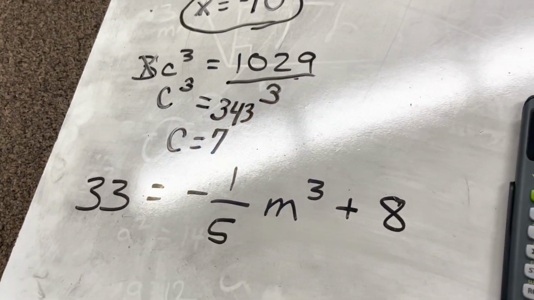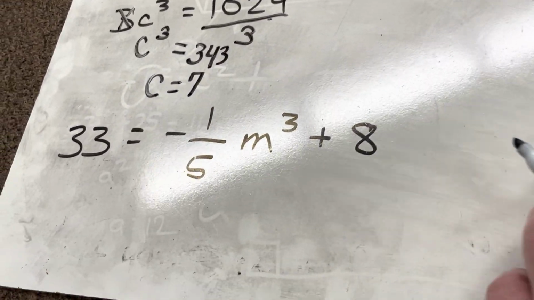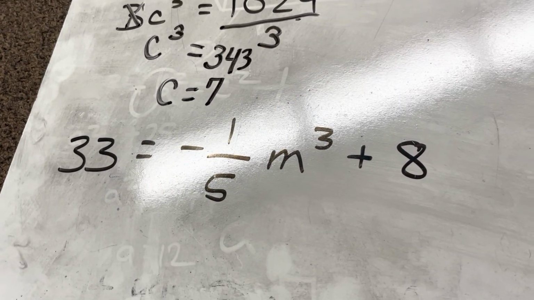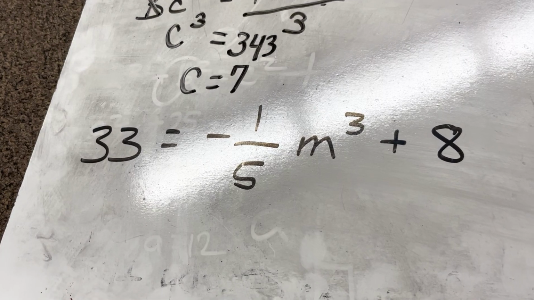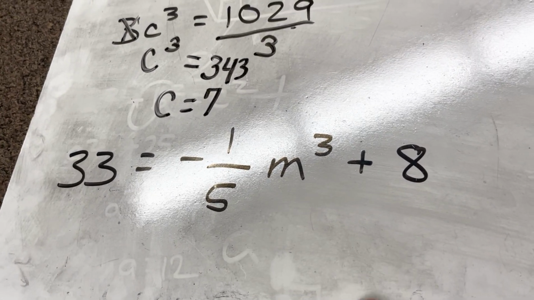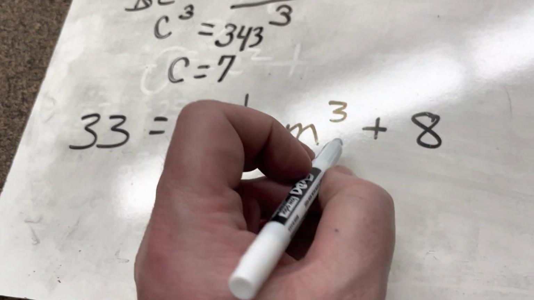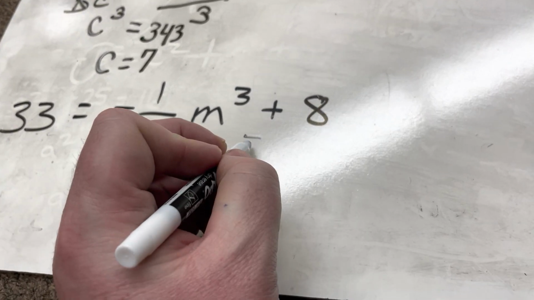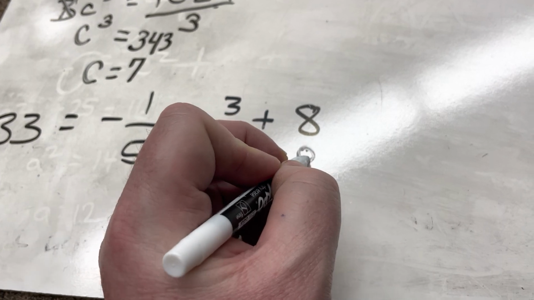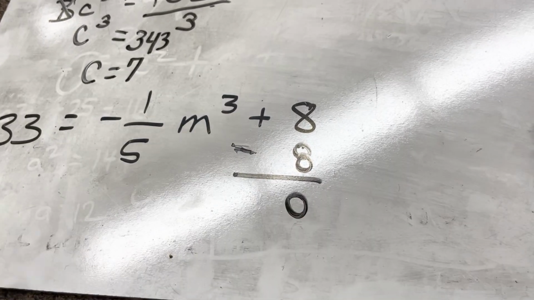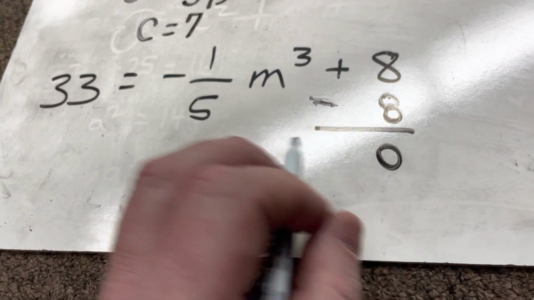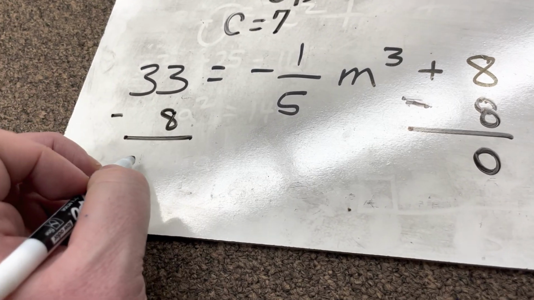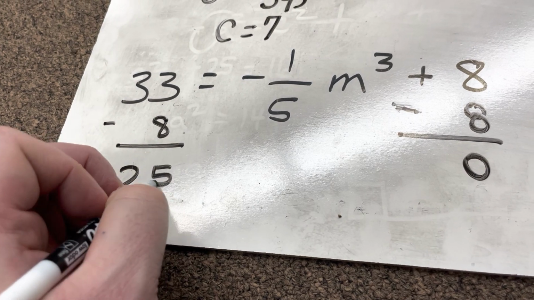Final answer. All right. So here's an interesting one. 33 equals negative 1 over 5, m to the power of 3 plus 8. Trying to figure out the cube root. Well, the first thing I want to do is I'm going to try to isolate the variable. So let's clear some things out here. Let's go ahead and subtract 8 from over here. That gives me 0. But if I subtract 8 from this side, I need to subtract 8 from this side. 33 minus 8 is 25.